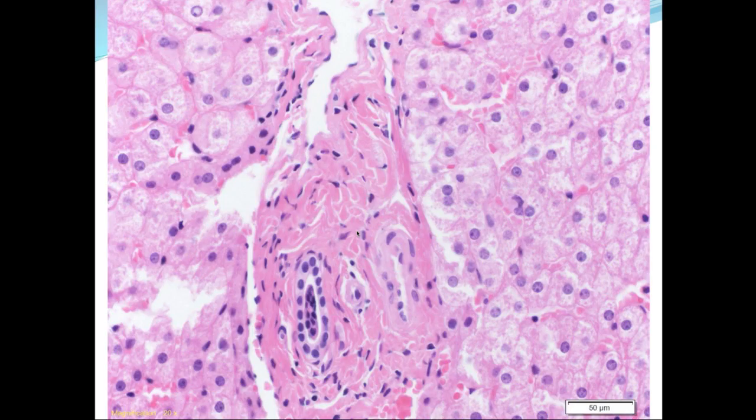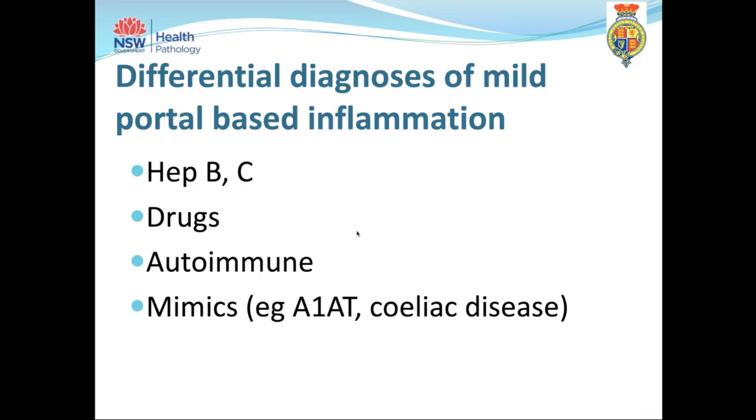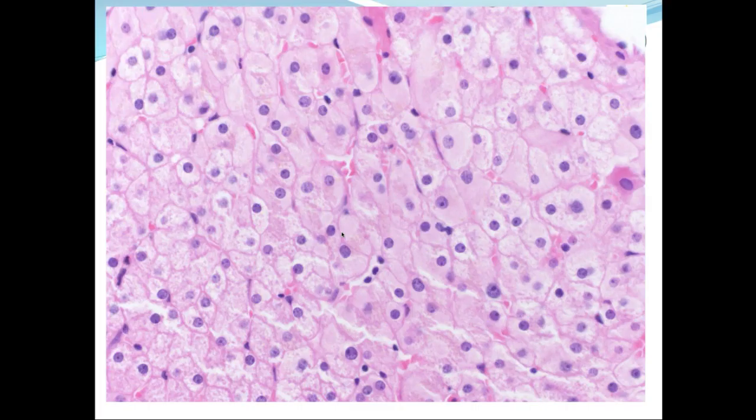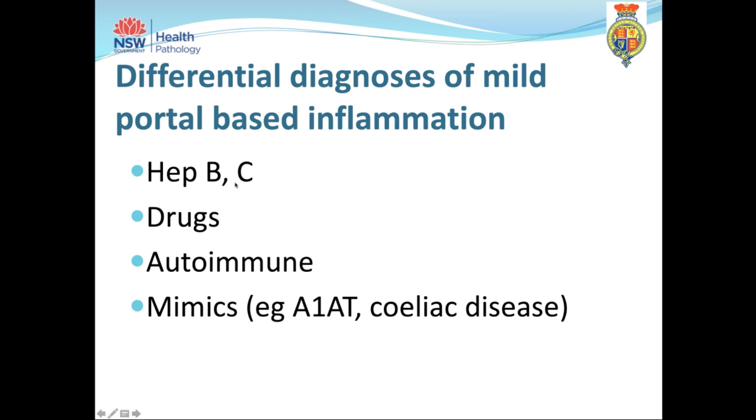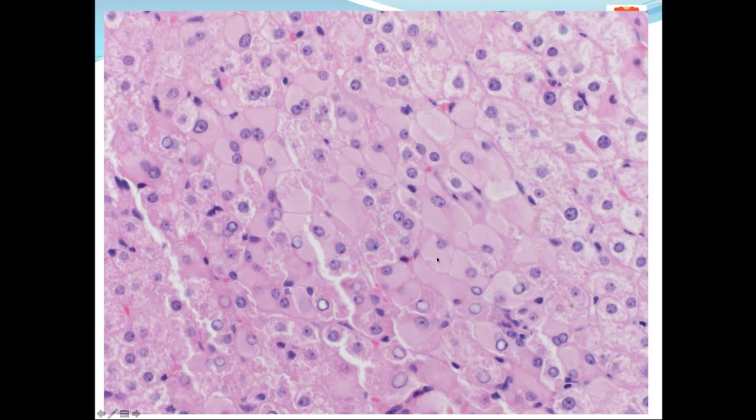So looking more closely at this case in the portal tract region, some looked quite normal, but some did contain a mild chronic inflammatory cell infiltrate, which brings me to my first checkpoint list, the things you should think about with mild portal inflammation, which include hepatitis B and C, drugs, autoimmune, and some mimics of chronic hepatitis that I'll touch on later. So looking more closely in the hepatic parenchyma, you can see that the hepatocytes, in fact, have this quite nice ground glass change.